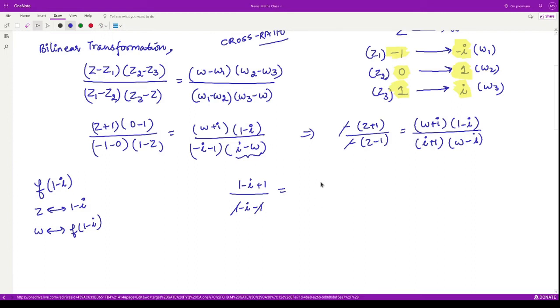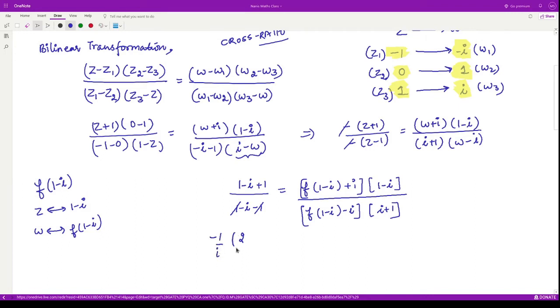Moreover, here on the right hand side we have f of 1 minus iota plus iota, this term multiplied by 1 minus iota, and then we have f of 1 minus iota minus iota, and then multiplied with iota plus 1. So this is the term. So you can simplify this. So it would simply be 2 minus iota, right? And so you basically have minus 1 upon iota into 2 minus iota.